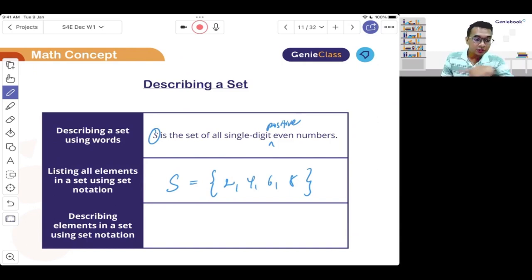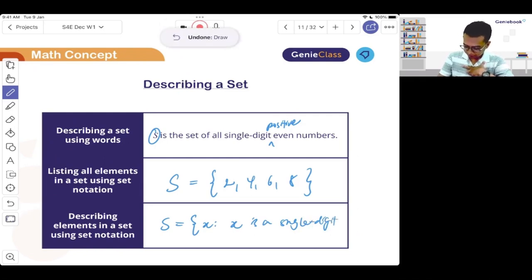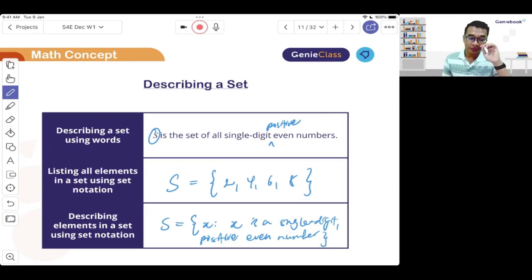Now we can also describe elements in a set using set notation. So for example, S equals, I can write this as x, where x is an element of the set S where x is a single digit positive even number. Okay, so there you go. Three different representations. S is a set of all single-digit positive even numbers.